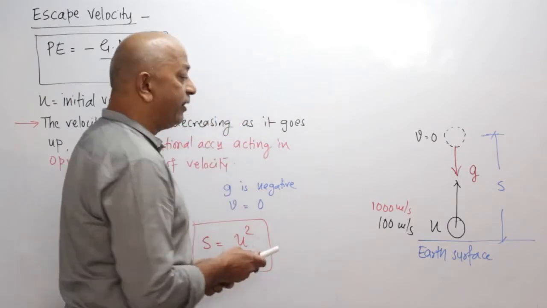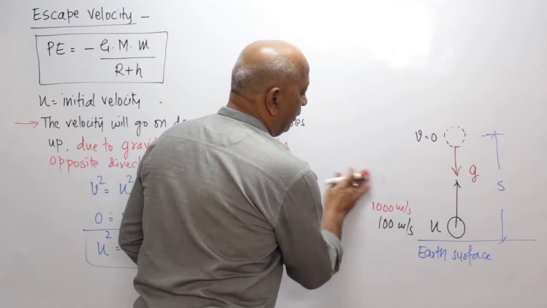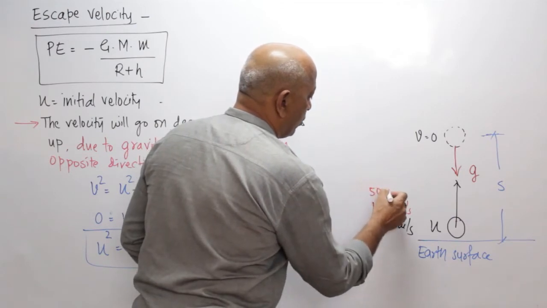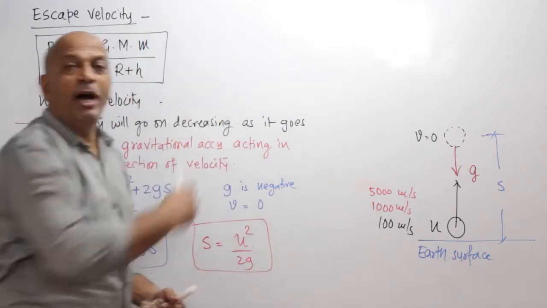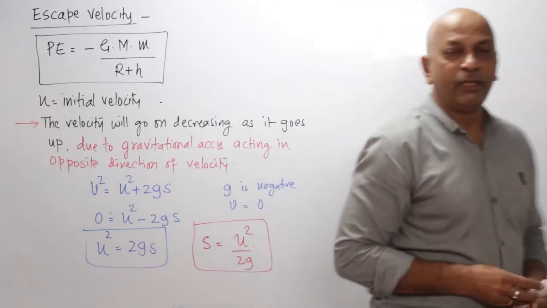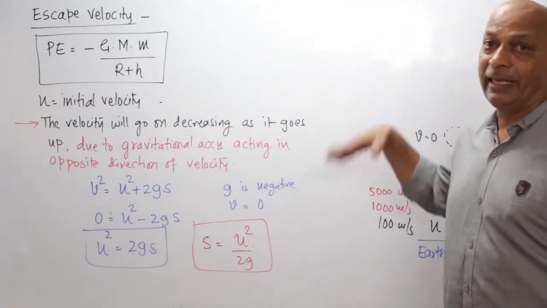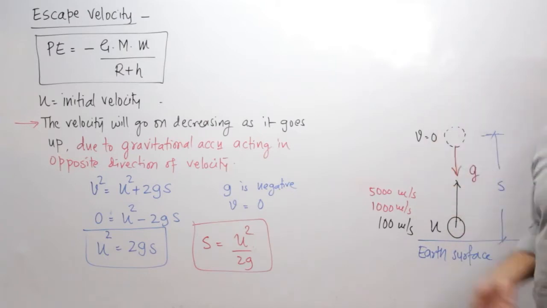If we make it 10,000 meters per second, let us say if I make 5,000 meters per second, the object will still go high. That means increasing the initial velocity, the object will go to a greater and greater height before it comes to rest.